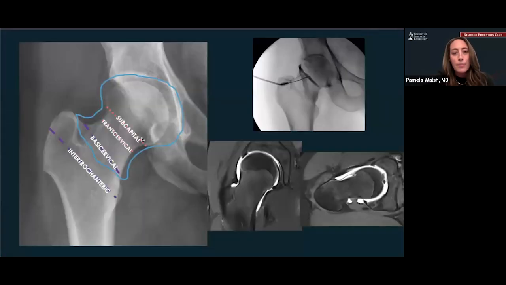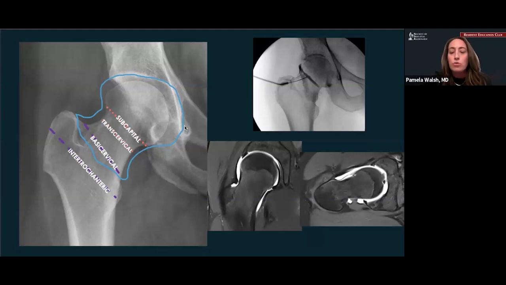So we have our subcapital, which is going to be kind of at that base of the femoral head-neck junction, transcervical, which is going to be through the femoral neck, basicervical, that's going to be at the base of the femoral neck as it junctions with the trochanters, and then intertrochanteric. And I have this blue line drawn around these three because these are all intracapsular fractures.